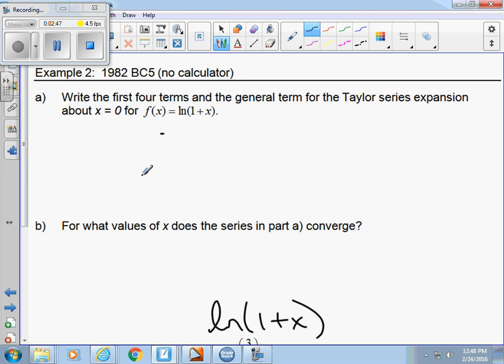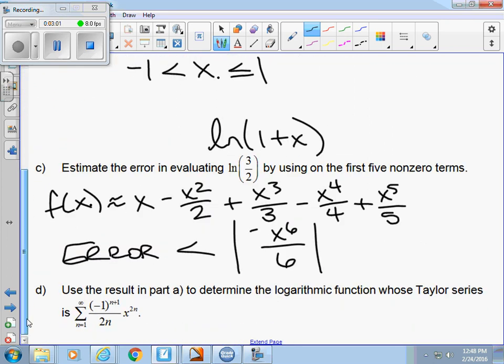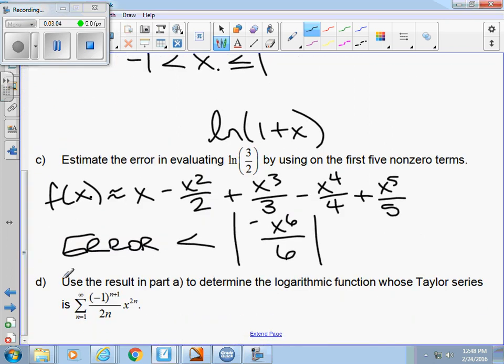Remember this series converged when x was between -1 and 1? What is the radius of that interval? Good. 1. And so, sorry, I don't need to know that. Okay, I'm going to plug in a half for my x, because I want to evaluate the error when x is a half. And type that in the calculator.